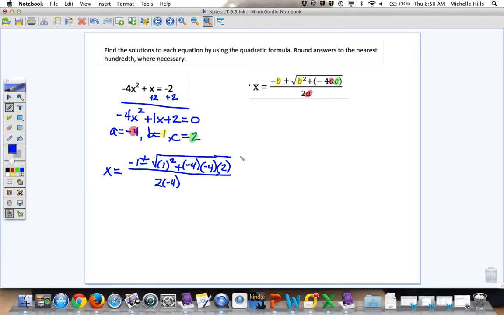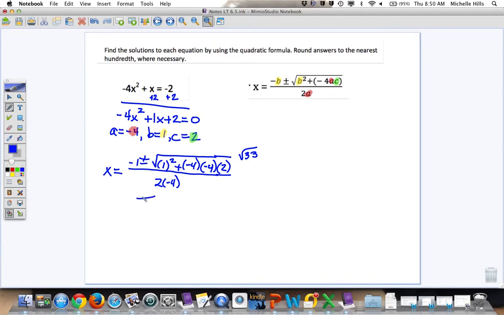At this point, just go out to the side and say this is the square root of something. All we're going to do is take the calculator and punch in 1 squared plus negative 4 times negative 4 times 2 and see what you get. If you punch that in, you get 33 underneath the radical, which is that square root symbol. 33 is not a perfect square. 36 is, but 33 isn't.